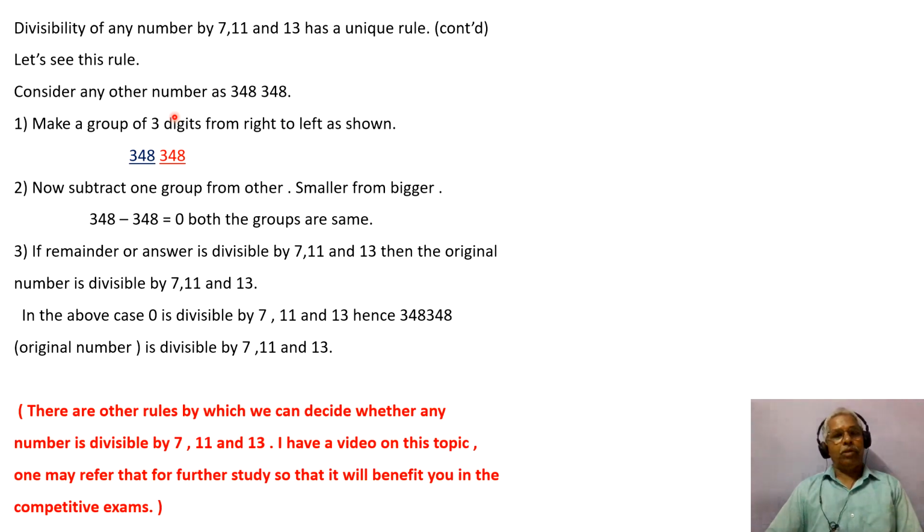So we continue our discussion from the last slide: divisibility of any number by 7, 11 and 13 has a unique rule. Let us see this rule. Now consider any number. We have seen two examples. Now this is the third one. Consider the number 348348.